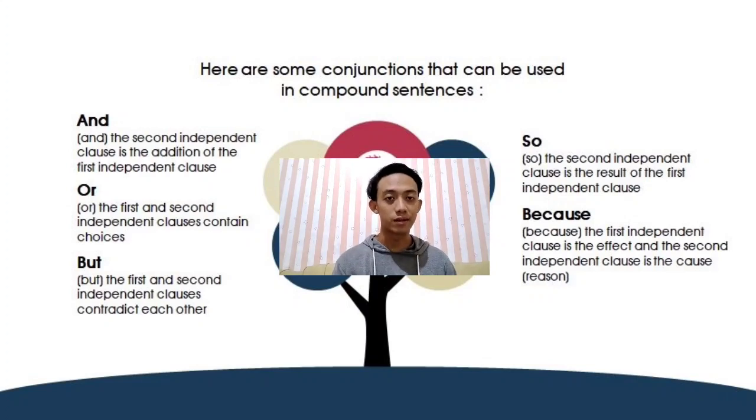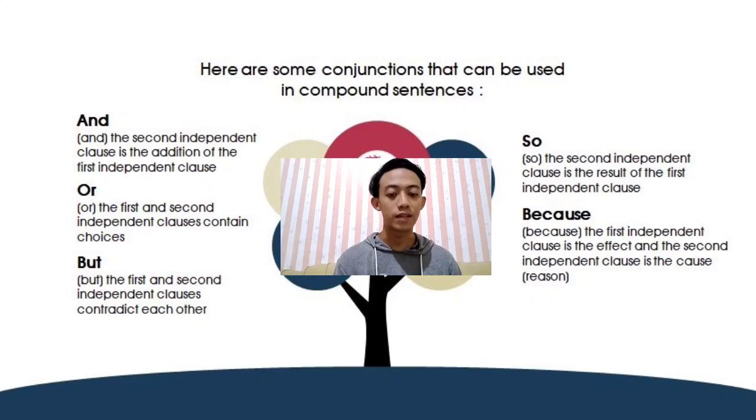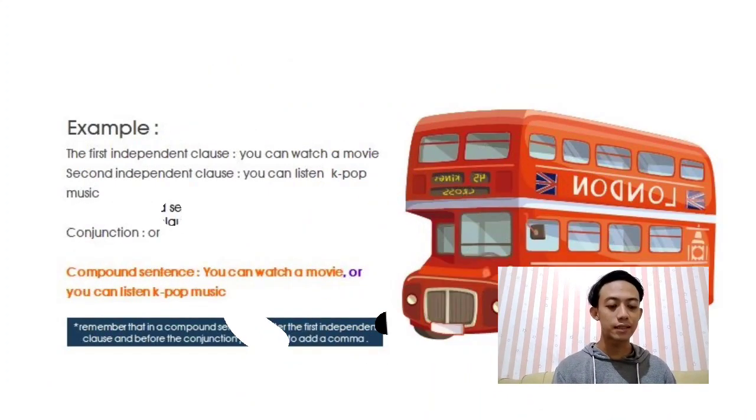And the last is because, or commonly for. The first independent clause is the effect and the second independent clause is the reason. So this is the function of the conjunction because. And for the last, an example.